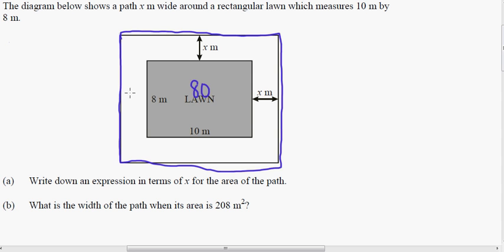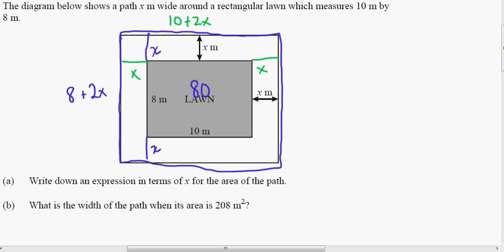Now let's just look at each side. If you look right here on this side, it's 8 meters. Now we just have to add this right here and this right here. They're both x's, so that's just 2x. And then if we look at the width here, it's 10 meters. And then you have an x right here and an x right here, so again, plus 2x.